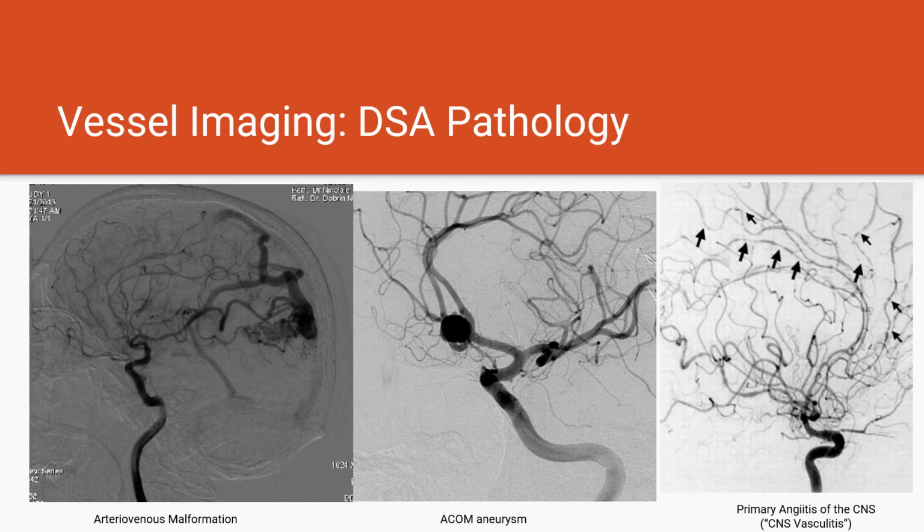And then similarly, we can use DSA to identify several different pathologies of the vessels at least. So on the left here, you can see a large AVM as the arterial system is flowing into the sinuses. Here you can see a really large ACOM aneurysm between the two ACAs. And then out here you can see a really great example of primary angiitis of the CNS. You see all these beads on a string and just very ratty looking vessels. This is something called primary angiitis of the CNS, or CNS vasculitis.